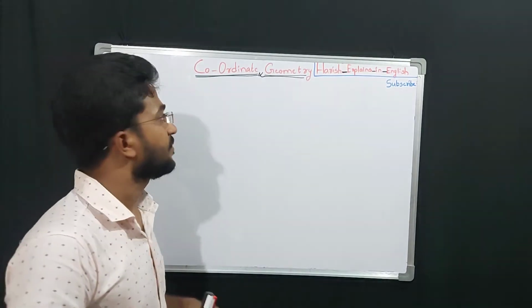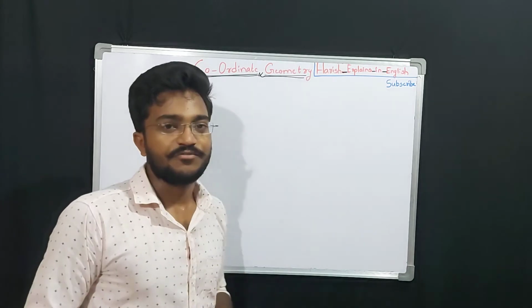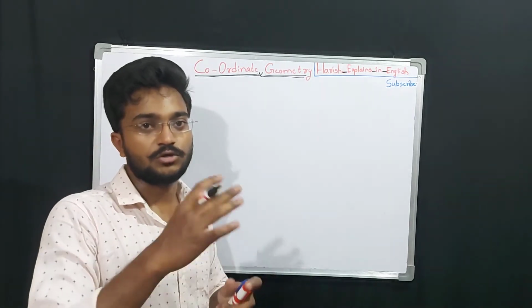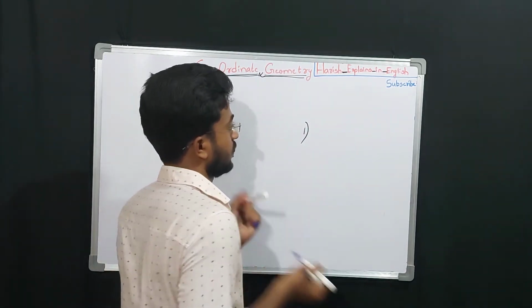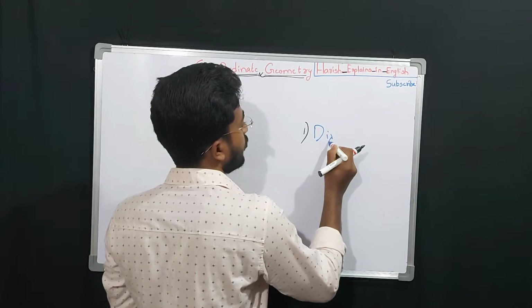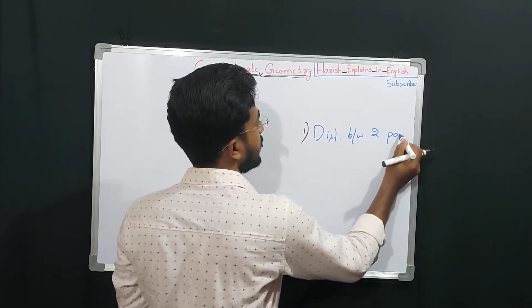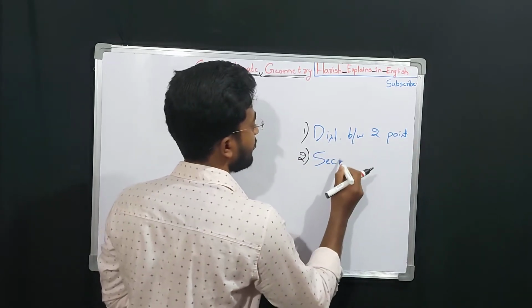And today's chapter we are going to discuss is coordinate geometry. In this chapter there are few topics. The introduction to coordinate geometry: let us discuss the complete introduction of the topics involved. So the first topic is finding the distance between 2 points. And the second topic is the section formula.